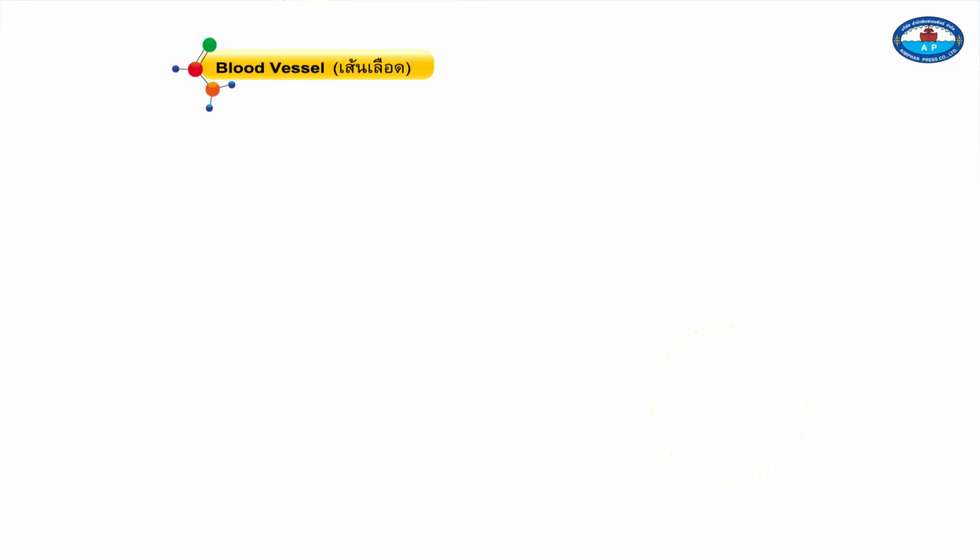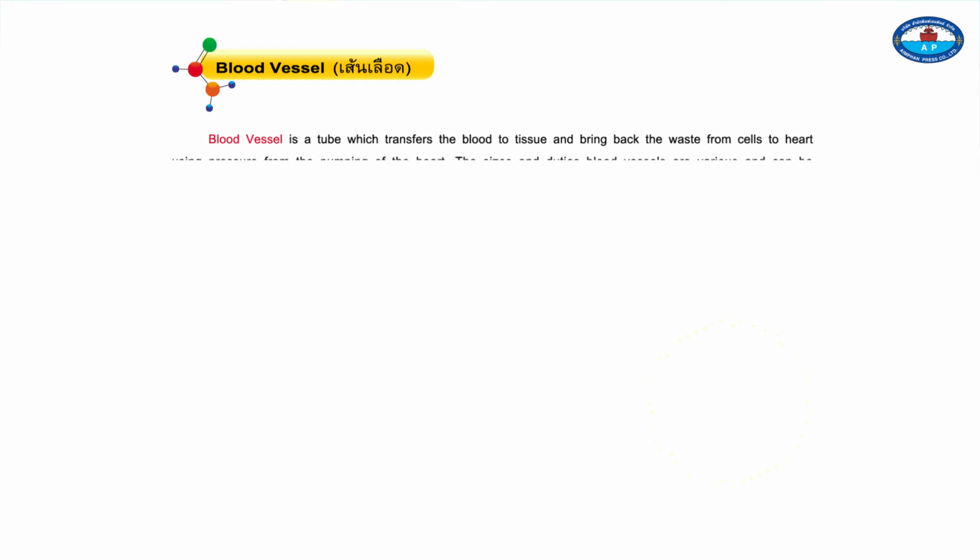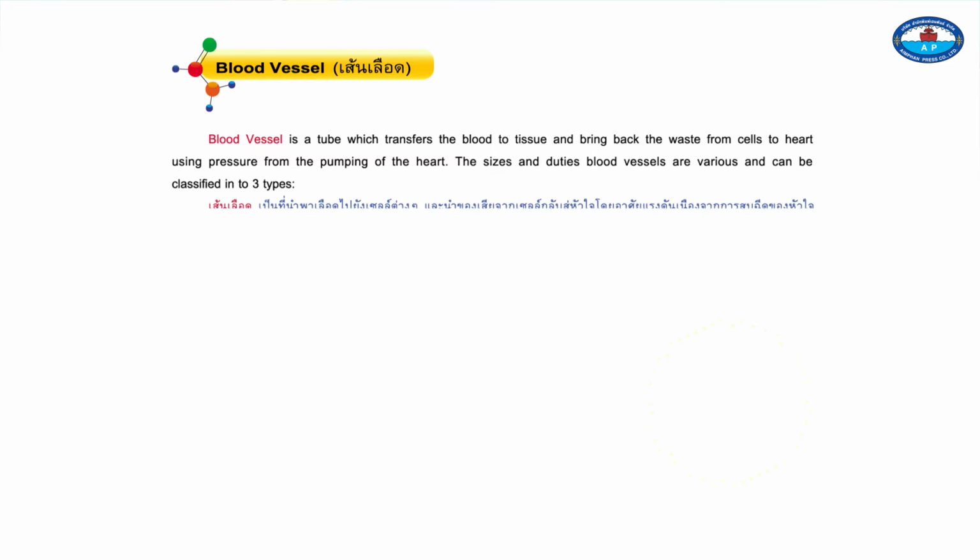Blood vessel. A blood vessel is a tube which transfers the blood to tissue and brings back the waste from cells to the heart using pressure from the pumping of the heart. The sizes and duties of blood vessels are various and can be classified into 3 types.